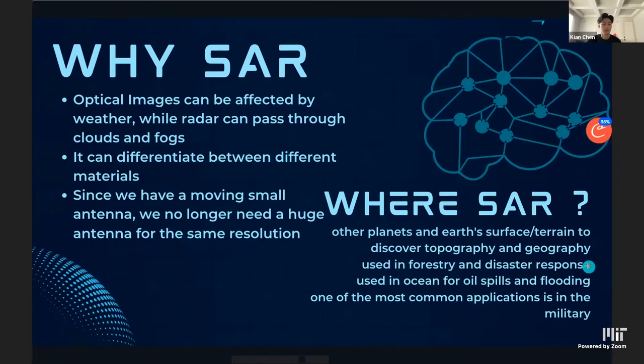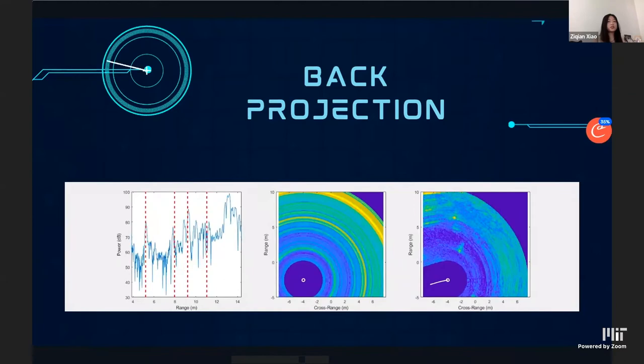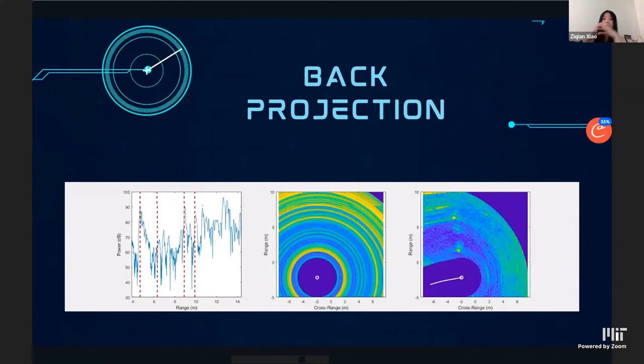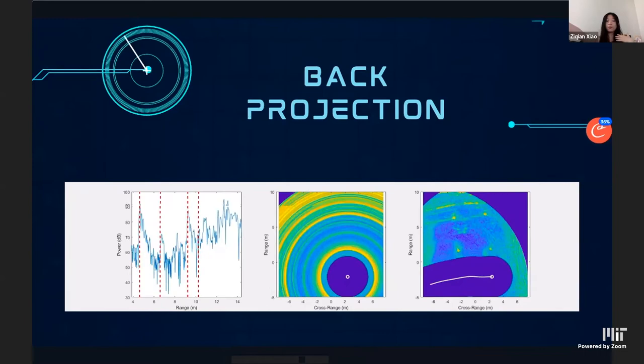Okay, after we go through the basics of what SAR is, we're gonna go through the core algorithm behind SAR, which is back projection, the algorithm we use to paint the image with data received from a small moving antenna. As you can see, the graph on the very left is the actual data we're receiving, and the y-axis is the range, which means the distance of that data point from our moving platform.